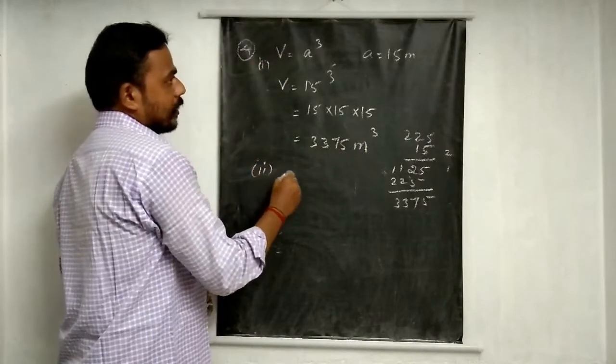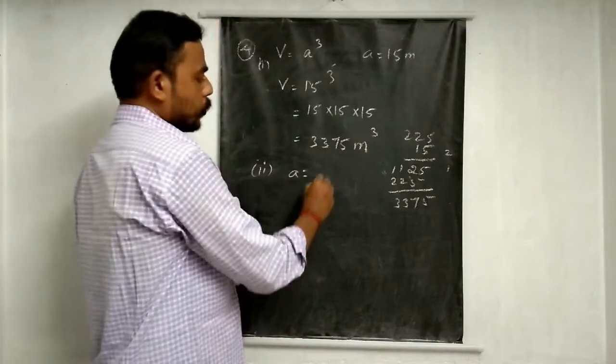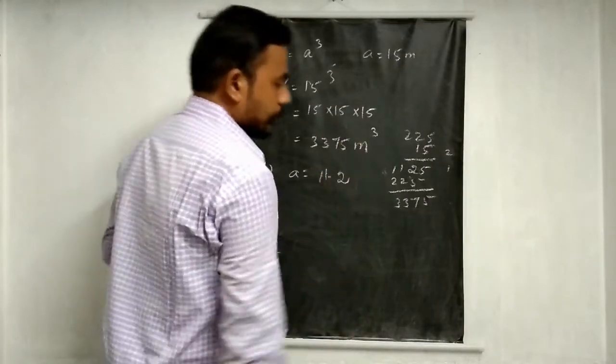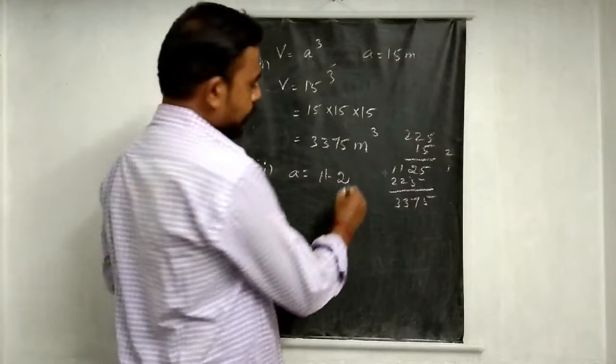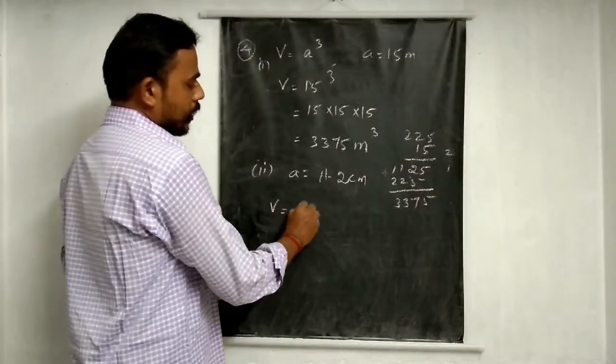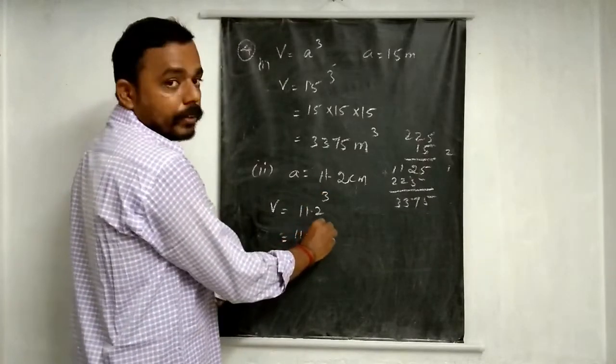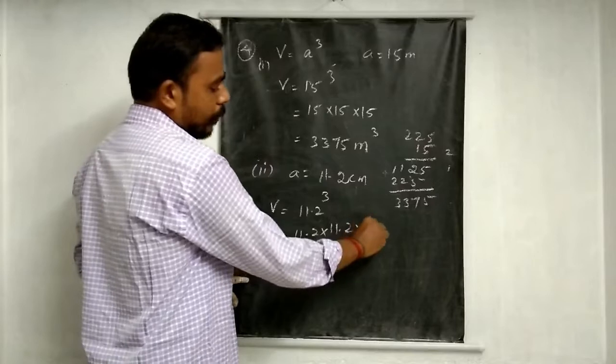And the second, A equal to given 11.2 centimeter. So volume equal to A to the power 3. So 11.2 power 3, 11.2 into 11.2 into 11.2.